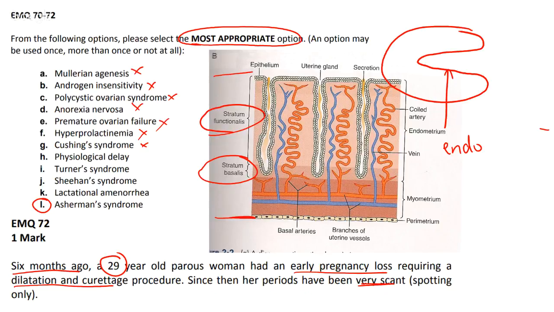So the functional layer is important because this is what is shed during the actual menstrual process. The basal layer is located deeper, and that is not shed. The basal layer is important to allow regeneration of that functional layer. So what happens in Asherman syndrome? Often you have it after a DNC, when you're scraping out the uterus. What can happen is you can have damage to the basal layer, and that can cause intrauterine scars resulting in adhesions.